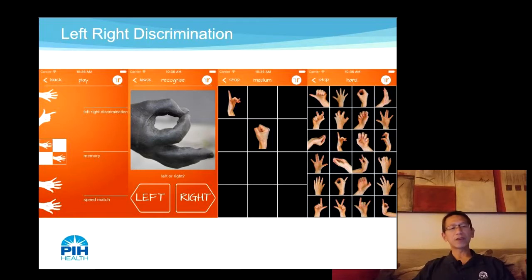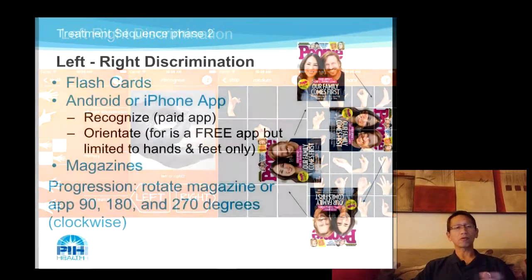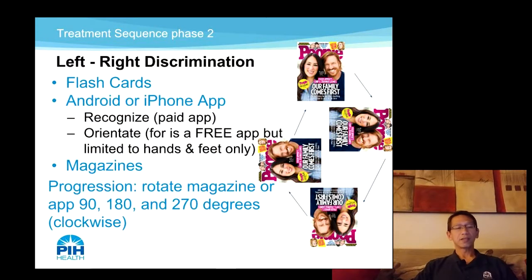So this is the left-right discrimination, once again, the flashcards, and this is what I was talking about earlier. You can get this on an Android or an iPhone app. Orientate is the free app, whereas the Recognize app, the one I purchased, you can get for about $7 for each body part. I know they've got one for the shoulder and one for the hand. So those two areas for occupational therapy might be very useful. Either make or purchase flashcards that will have the hand in there.